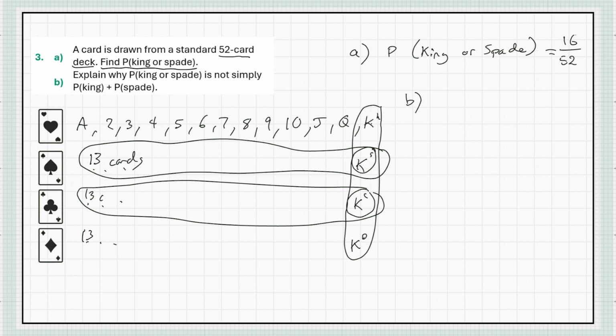And the reason why it's not simply the probability of king plus the probability of a spade is that the king of spades is in both sets. If we said that there was in fact 13 plus 4 over 52, then we would be altering the probability and suggesting that there was another separate king of spades.